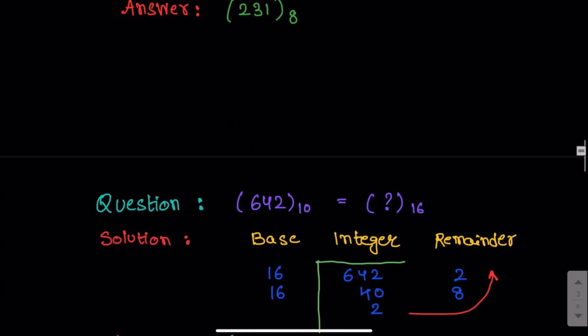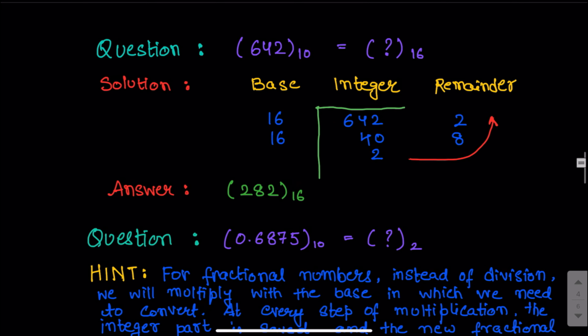Let's get back to another example. This time I am trying to convert a decimal number to hexadecimal. Again, you do the same thing. Write the number over here, 642. Write the base over here and start the division. So 16 into 40 is 640, and hence I get the remainder, that is 2. Then 16 2s is 32 and I get the remainder, that is 8. The quotient that you get over here is less than the base, so no need for more division, and hence your answer is 282 in hexadecimal.